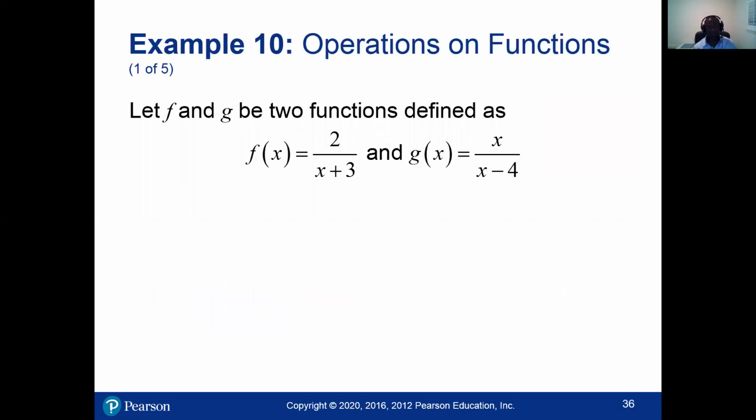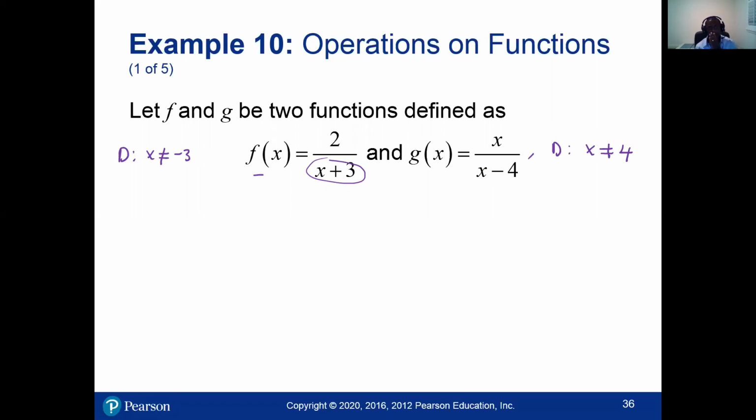Here is the example. Both of them are rational functions. As we can see, the domain of f will not include x equal to -3. If x is equal to -3, it is undefined. So it is all real numbers where x is not equal to -3. And for this one, the domain is x not equal to 4, because if x is equal to 4, you have 4 minus 4, which is 0. Over here, if it's -3, then -3 plus 3 is 0. You get 2 over 0, which is undefined.